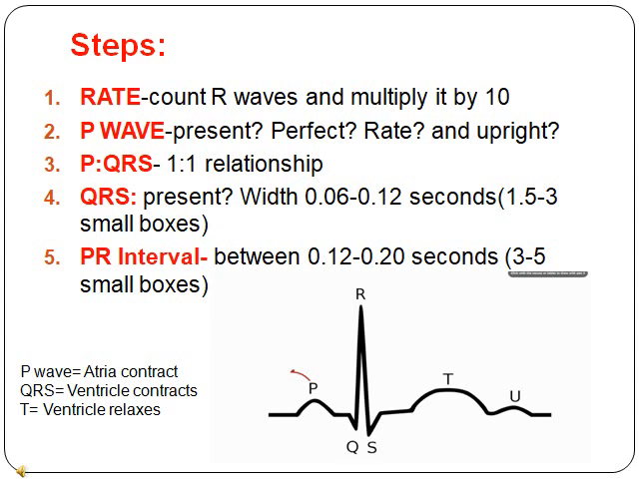4, QRS. With QRS, you want to check the width. QRS is a few letters combined, so you think of width. 0.06, because you have a 6-second strip, to 0.12 seconds. 5, PR interval. You continue from the 0.12 seconds to the 0.20 seconds.